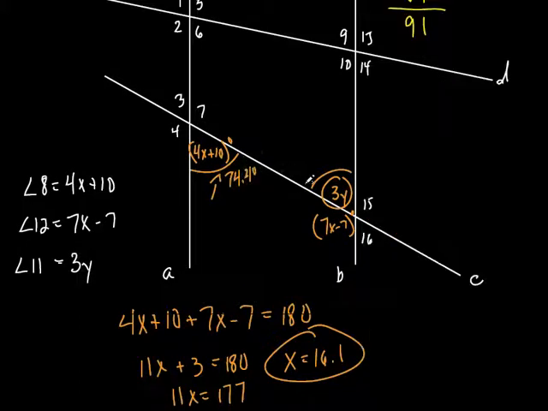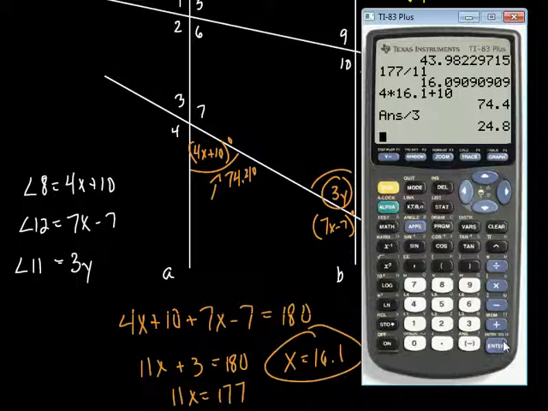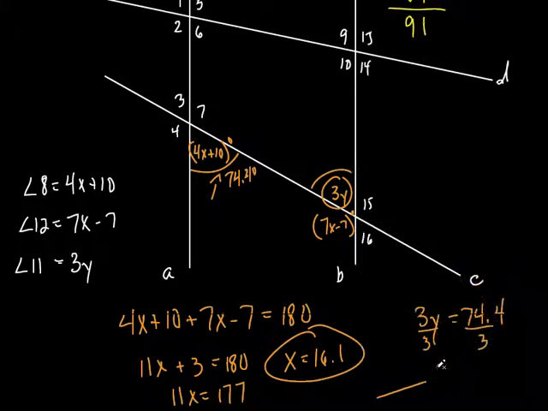Is that what our answer is? Is that what y is equal to? No, it's not equal to that. This 74.4 degrees is equal to 3y. So 3y is equal to 74.4. Now, to solve for y, we've got to do one little quick thing. Divide by 3. So we can take this 74.4 divided by 3, and that's 24.8. And that's your answer. So y is 24.8.